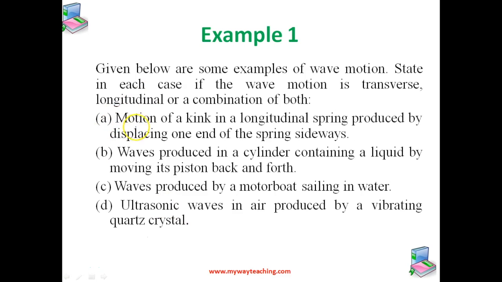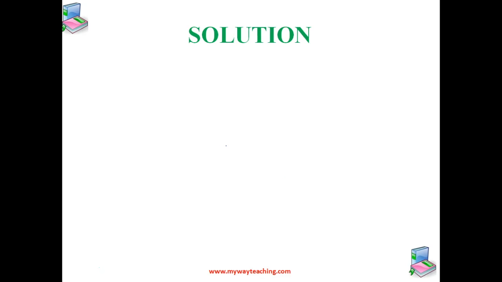The first one is the motion of a kink in a longitudinal spring produced by displacing one end of the spring sideways. The second one is waves produced in a cylinder containing a liquid by moving its piston back and forth. The third is waves produced by a motorboat sailing in water. The fourth is ultrasonic waves in air produced by a vibrating quartz crystal. So, what are the kinds of waves they will produce?